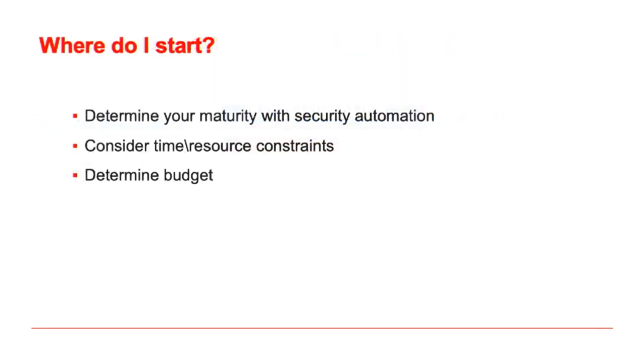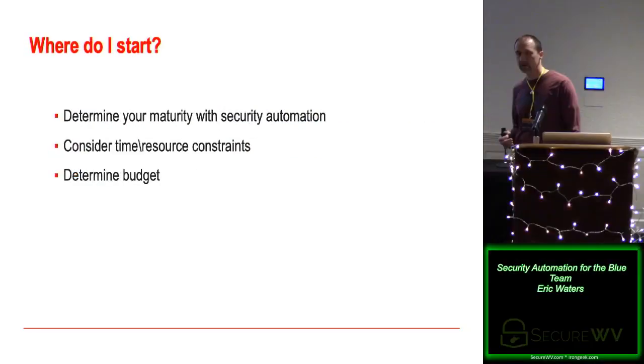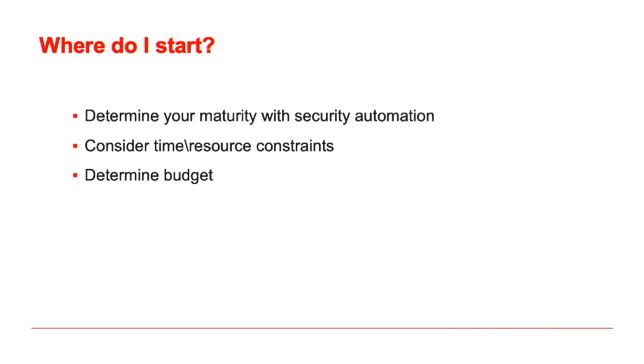Okay, so if this looks like something you want to do, you want to try to get started and do some automation, this is what I would recommend. First of all, you want to determine your maturity model, kind of determine where you are. Is there anything that you have in your environment that you could tweak and tune? You want to consider the time and resource constraints that you have. Do you have time to take this on? And then also you want to determine your budget. Do you have a budget?